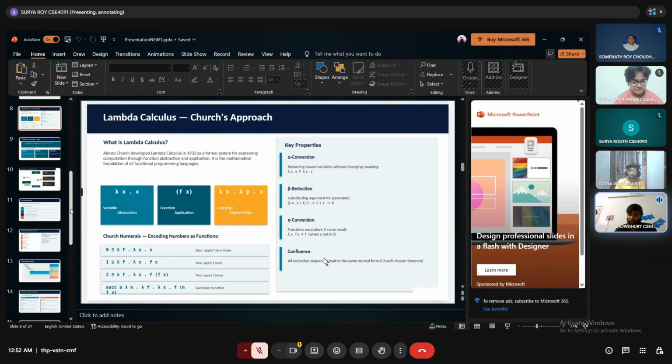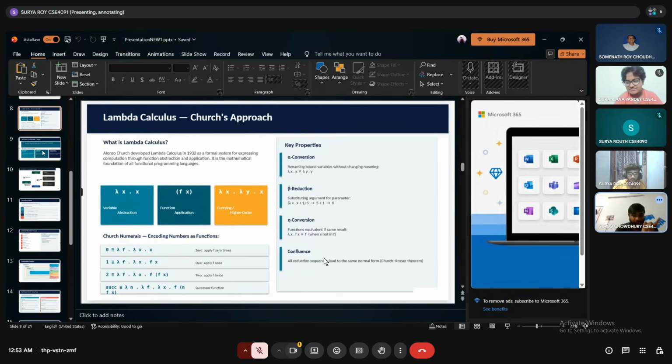Now, moving on to the key properties, we look at the alpha conversion. Renaming bound variables without changing meaning. x is being converted to y. Beta reduction. Substituting arguments for parameters. We have an example here. Moving on to eta conversion. Functions are equivalent if they give the same result. Now, an expression that we have here, it will return the function because x is not present as an argument in the f itself. Moving on to confluence. All reduction sequences lead to the same normal form. That means in the end we get the same result.